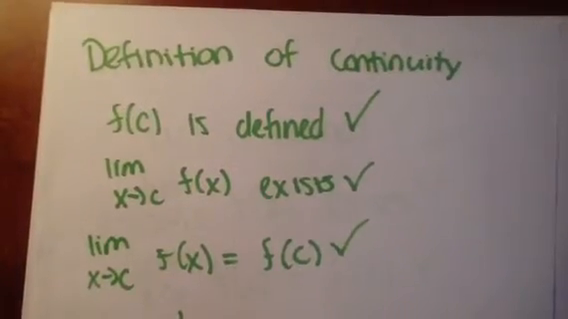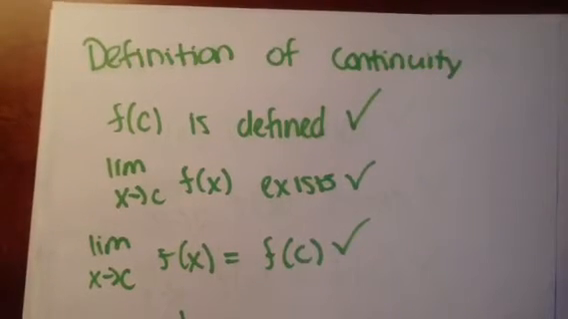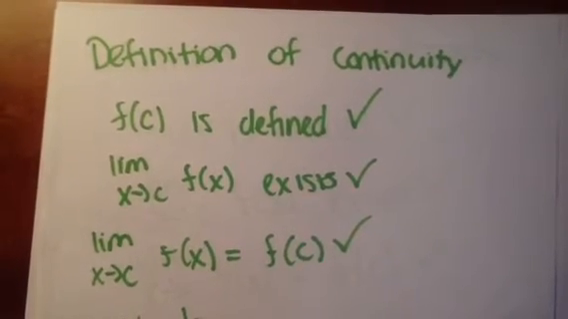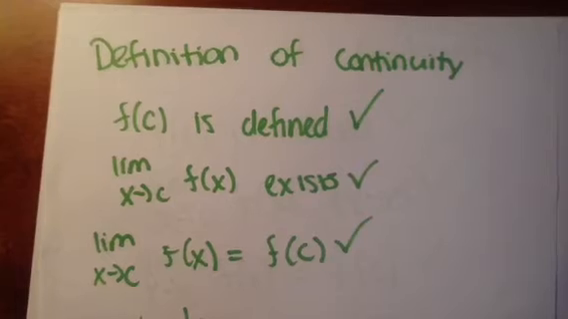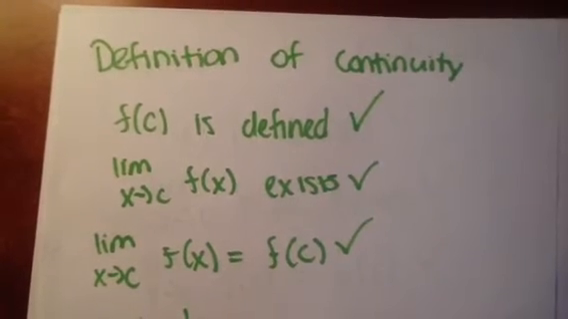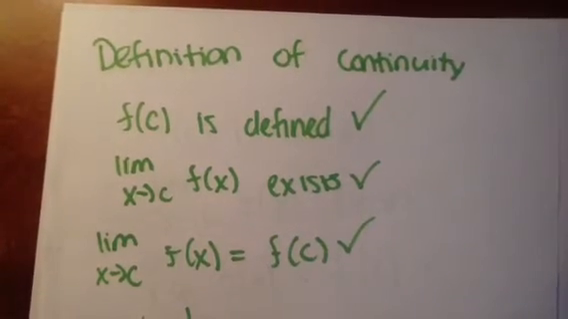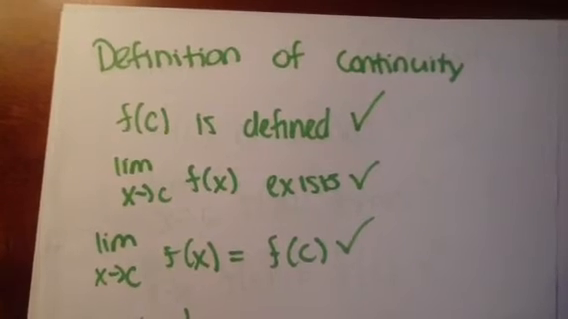The definition of continuity is: f of c is defined, the limit as x approaches c of f of x exists, and the limit as x approaches c of f of x equals f of c.